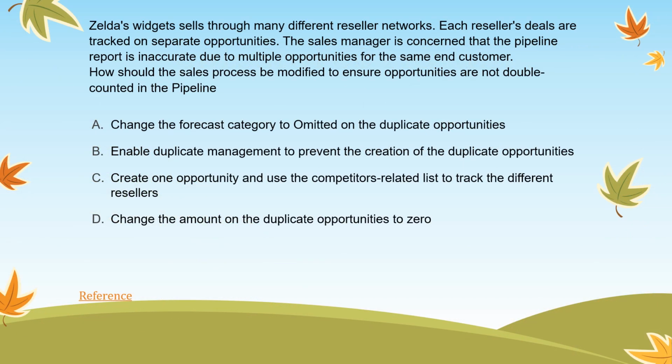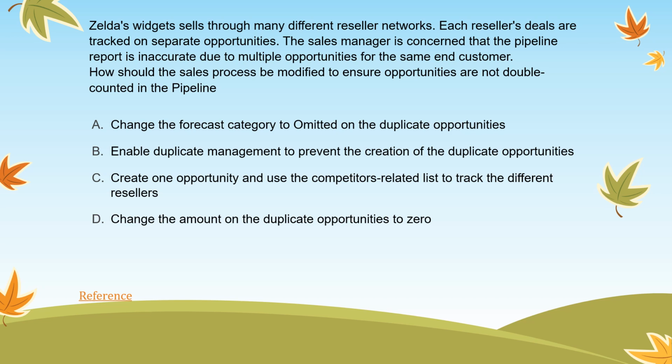Zelda's widget sells through many different reseller networks. Each reseller's deals are tracked on separate opportunities. The sales manager is concerned that the pipeline report is inaccurate due to multiple opportunities for the same end customer. How should the sales process be modified to ensure opportunities are not double counted in the pipeline?